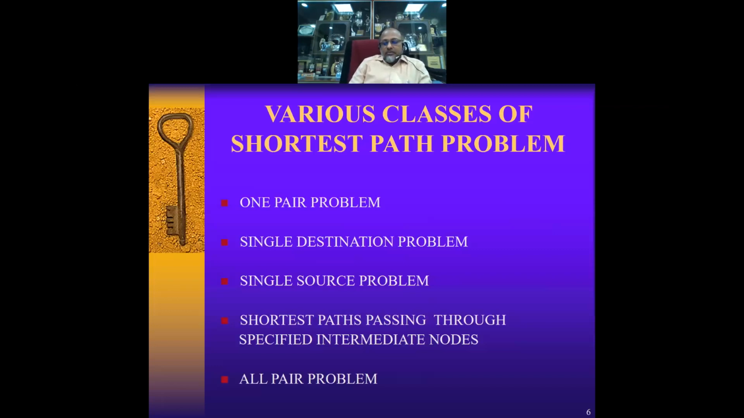Similarly, the all pair problem. The road map problem is a very good example of an all pair problem. That is, from every city to every other city, we want to find the shortest path. Such problems are called all pair problems.